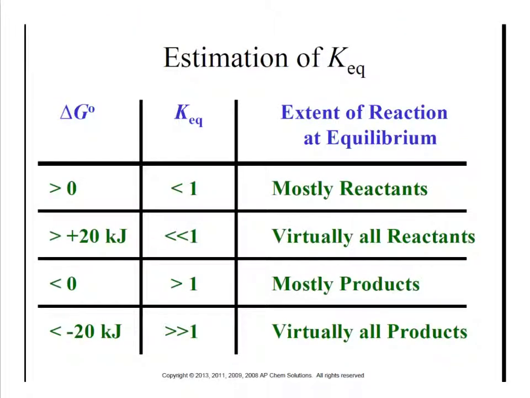Another way you can memorize this is based upon this little table right here. If delta G is greater than 0, a positive number, that means it's non-spontaneous. That means it's going to be mostly reactants, and if it's mostly reactants, KEQ is less than 1. If it is a positive 20 or greater, that means it's going to be virtually all reactants, so very, very few products, which means it's very much reactant favored. So KEQ will be significantly less than 1. And if it's a negative number, mostly products. But if it's less than negative 20, it's going to be virtually all products, so very, very few reactants left.